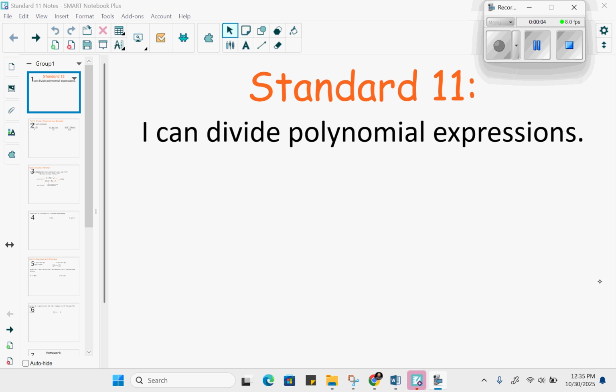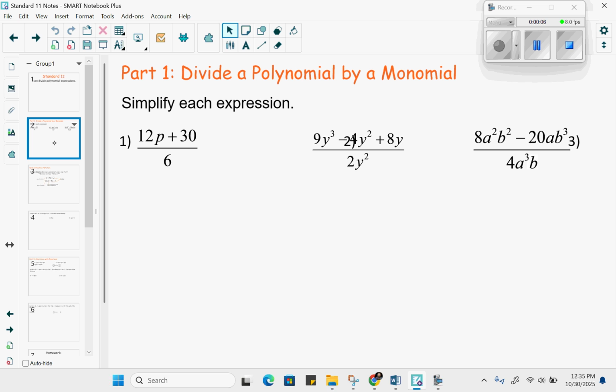Right, let's move on to standard 11. So we're going to start, part one, talking about how to divide a polynomial by a monomial. First, we're going to rewrite it as each a separate, what looks like a division, okay? So let's start with, we'll do green first.